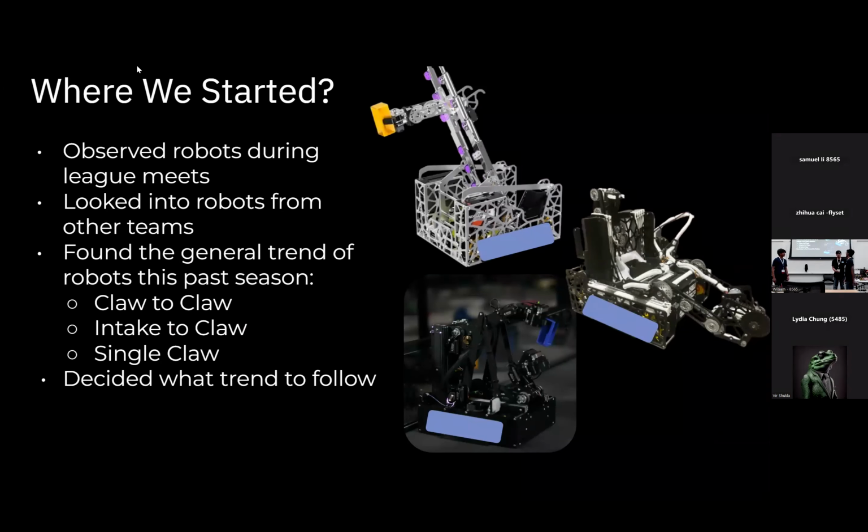Alright, so what I'm saying is, during these competitions, we find the general trend to be claw to claw, intake to claw, and single claw mechanisms. Our software team focused on single claw mechanisms, while we focused on all three of them. A claw to claw mechanism is basically using two claws to pick up the specimen and then hang them. And the single claw mechanism is basically using one claw to do both sides.